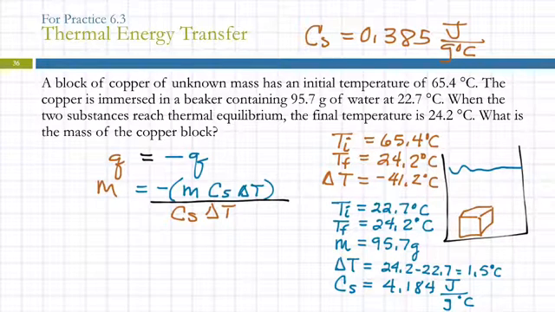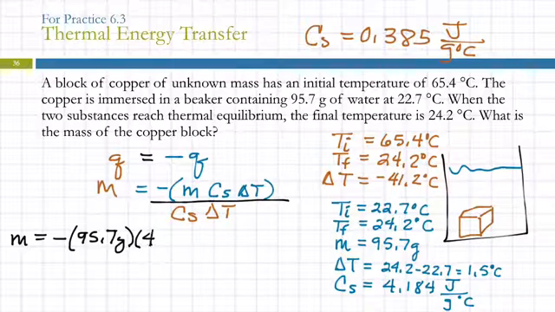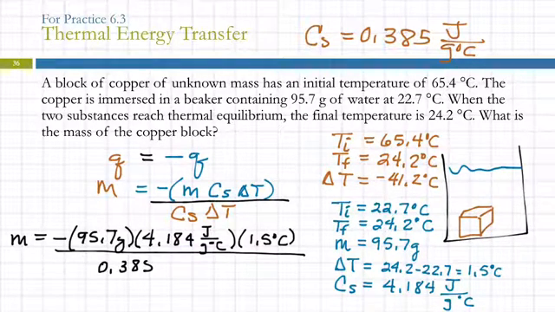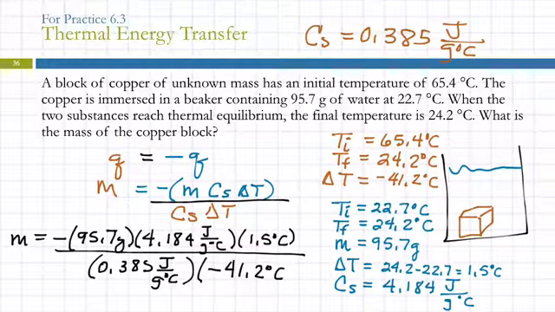So I'm just going to plug all these numbers in. I'm just going to use one color because I'm getting tired of switching back and forth. So the mass that we're looking for equals, don't lose that negative sign, the mass of the water, 95.7 grams, specific heat capacity of the water, 4.184 joules per gram degrees Celsius, times the change in temperature, 1.5. All of that divided by the specific heat capacity of the copper, 0.385 joules per gram degrees Celsius, and the change in temperature of the copper, which is minus 41.2 degrees Celsius.